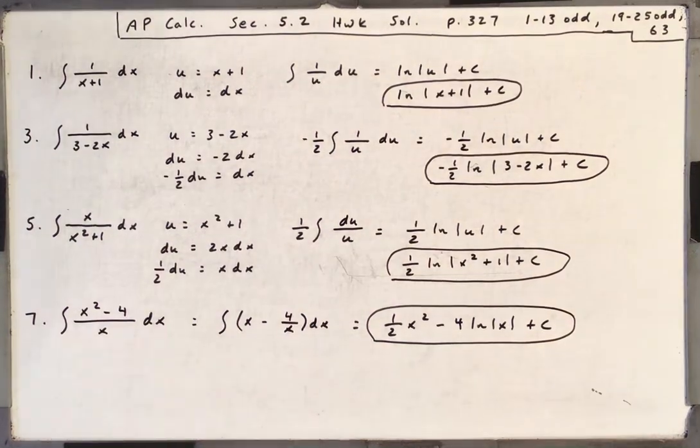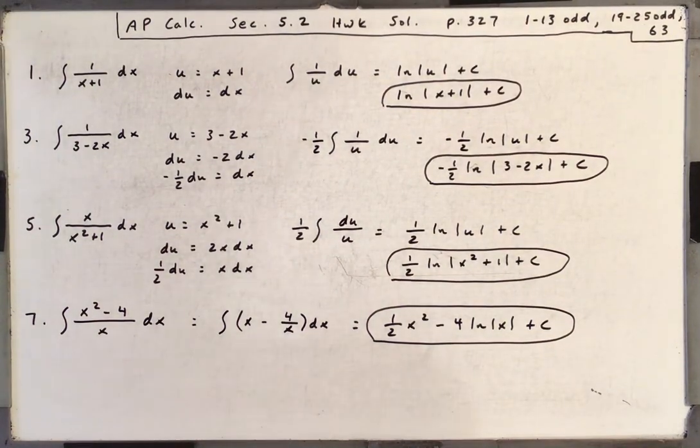All right, welcome to the Homework Solutions for section 5.2. We are on page 327. Going to work 1 through 13 odd, 19 through 25 odd, and number 63. I was able to get the first four on the board here.